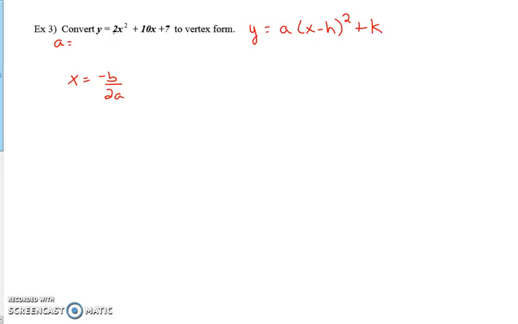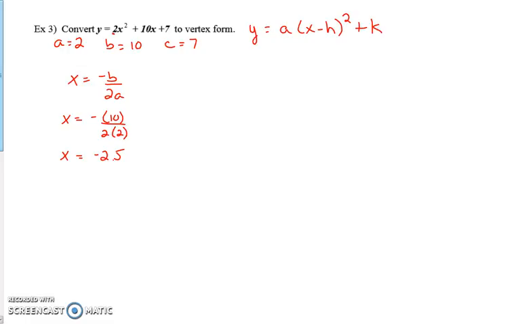Remember, the a is the number with the x squared, that's 2. The b is the number with the x, and the c is the y-intercept, or the number by itself. So x equals -10 over 2 times 2. So x equals -2.5. So that's the x value of my vertex.